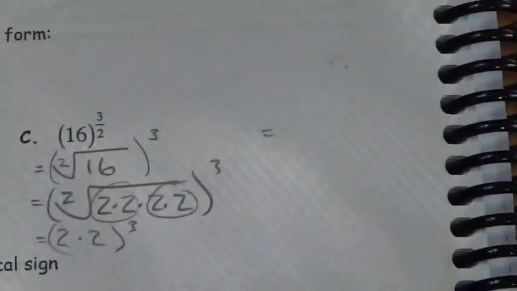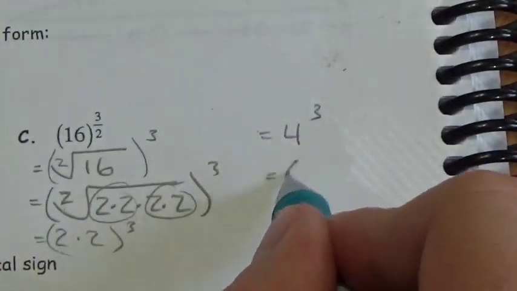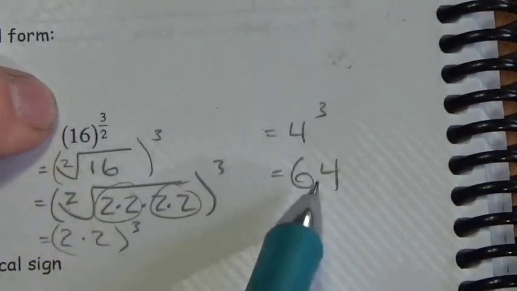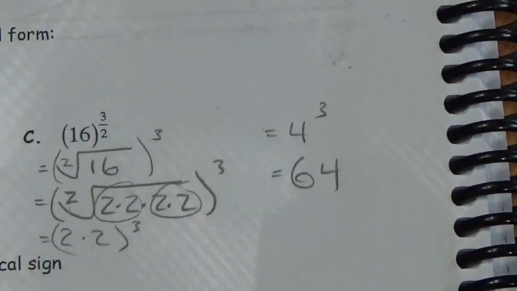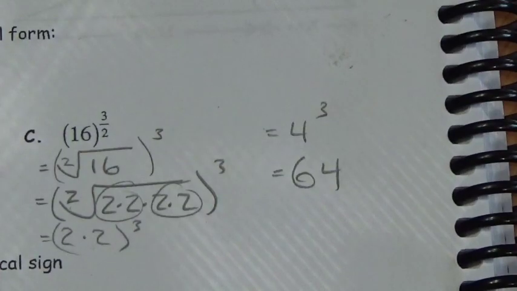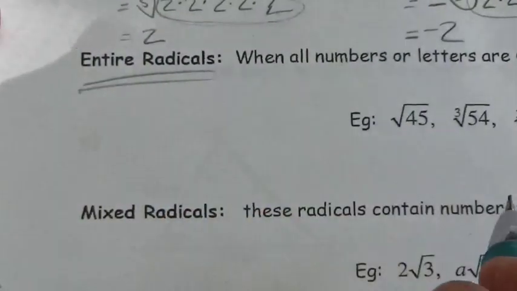Oh, I'm getting all sorts of crazy shadows here. Hold on. And that's going to be 4 cubed, and 4 cubed is 64. So 16 to the 3/2 is going to be equivalent to 64. Okay? Anyway, I hope this is ringing bells here. This is stuff that you should have looked at in an earlier course. So just, again, a little bit of vocabulary that you should know here.